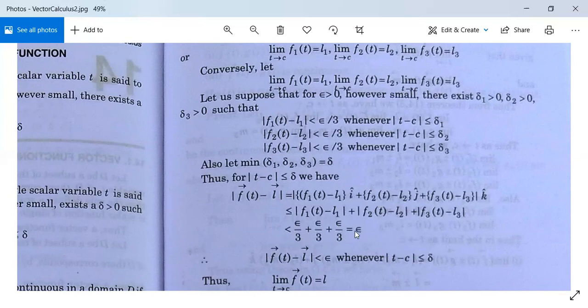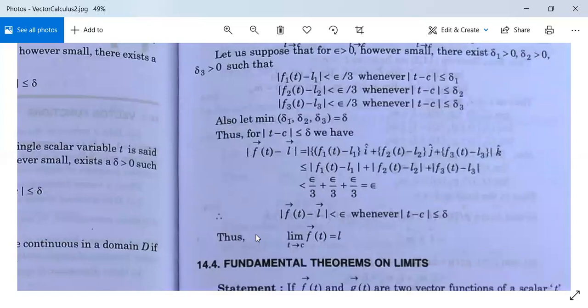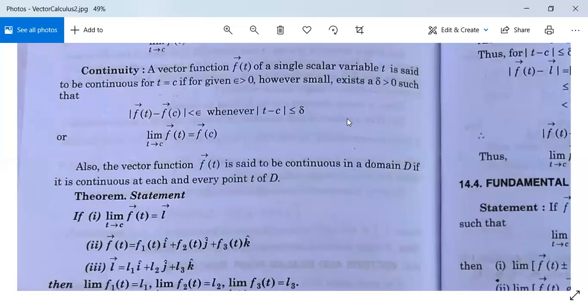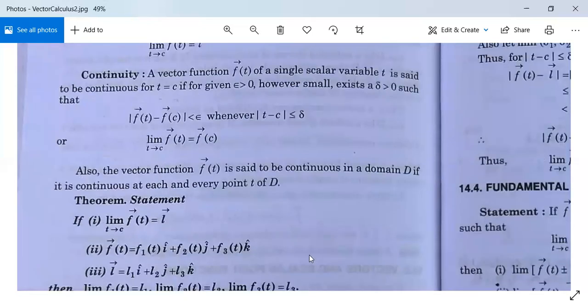So it is equal to epsilon, which means modulus of vector f(t) minus vector L is less than epsilon whenever mod t minus c is less than or equal to delta. Thus, limit f(t) is equal to L when t tends to c. This L is in vector notation. So this statement is also proved.